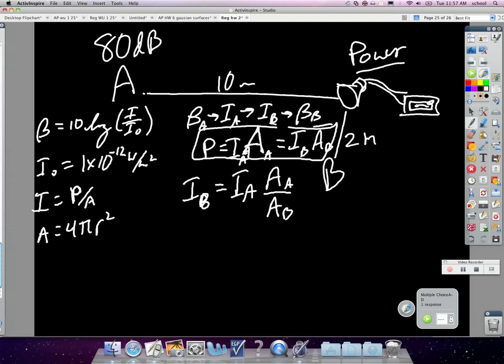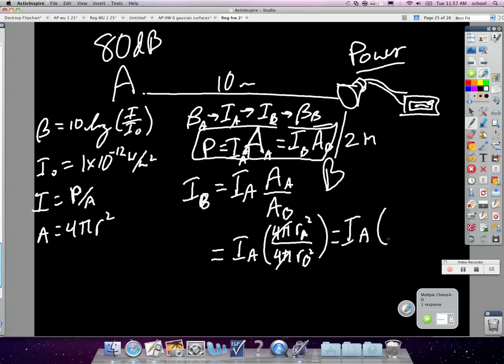So I solved this for IB right here. And now I can say IA times 4 pi RA squared over 4 pi RB squared. So the 4 pi's cancel, and I get IB will be equal to IA times 100 over 4, since RA squared is 100 and RB squared is 4, so this is going to be 25. So I just have to find out what IA is.